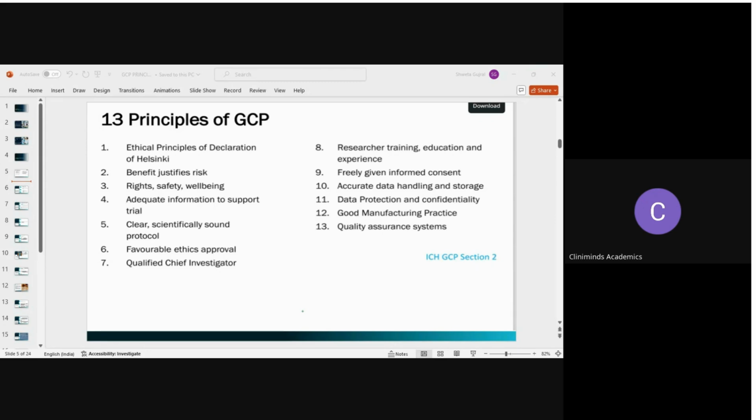If during your mock or final interviews you are asked to explain the 13 principles, or to tell how many principles there are in ICH GCP and explain five of them, you are not going to just say "benefit justifies risk." That is only for you to remember; you need to then explain the complete principle. These are the 13 principles of ICH, which are present in section 2 of the GCP guidelines. Section 2 talks about the definition.